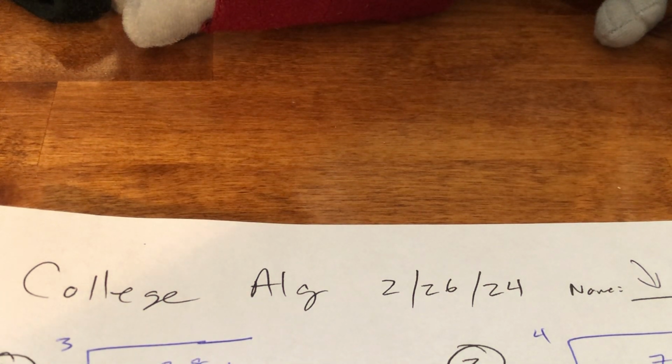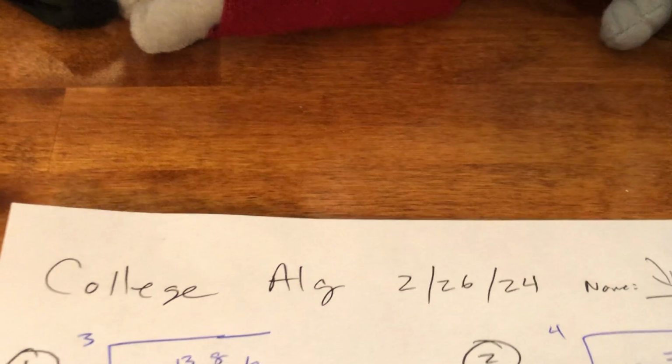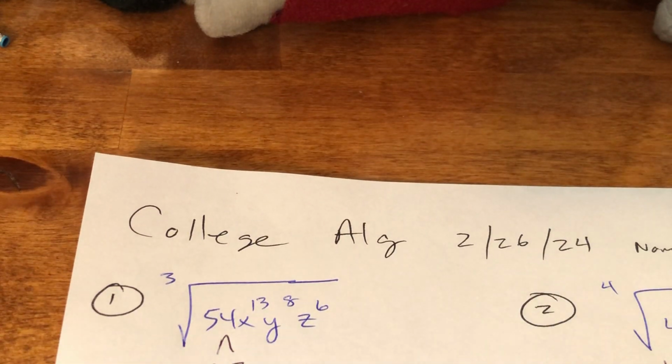So I'm going to write down each question. I have written down each question. There's the first question. We're going to write that down. That is number 1. You're going to take the cube root of 54 x to the 13th y to the 8th over z to the 6th. I'm going to break it down. So your TI-30XS calculator, multi-view.